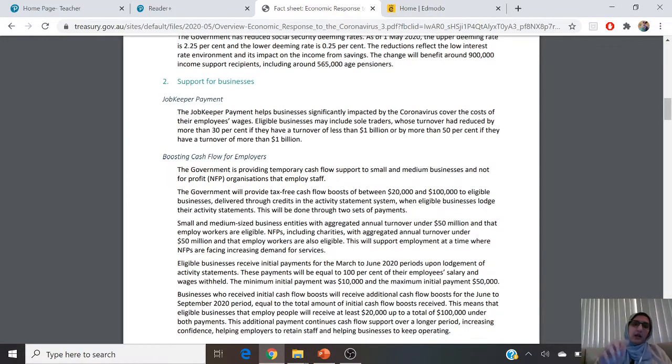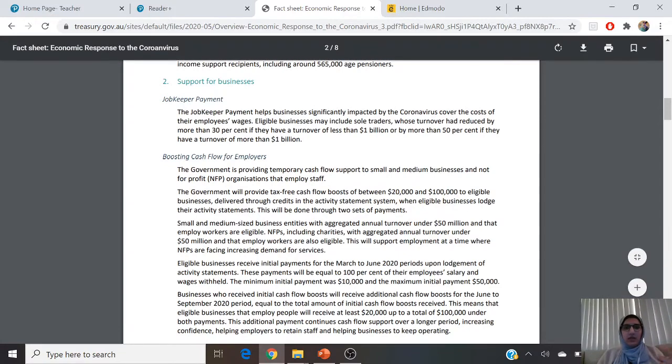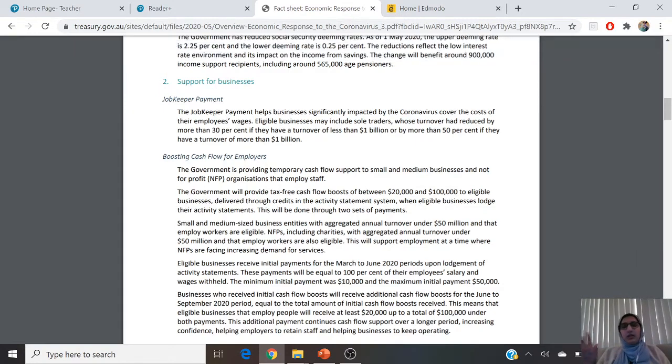And support for businesses. Again, we all know there was the JobKeeper payment, and eligible businesses may include sole traders whose turnover has reduced by 30%, if they have a turnover of less than $1 billion, or by 50%. So basically, if your turnover dropped by 30% to 50%, you were eligible for JobKeeper payments. That's mainly hospitality and the aviation industry. A lot of those industries got these.